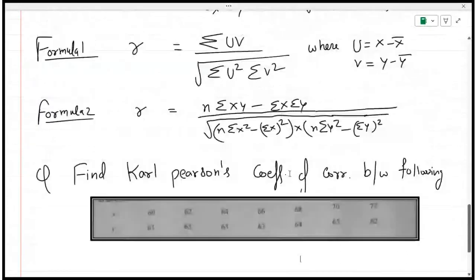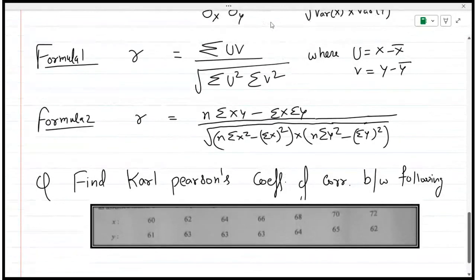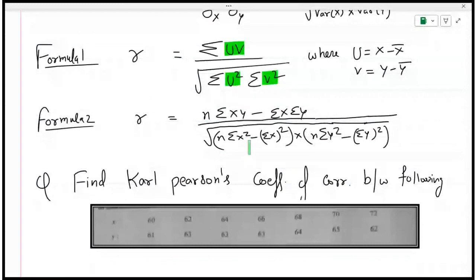So students, which formula should I try first? Which formula out of these, formula 1 or formula 2, do you want me to try first? I find that many students find formula 1 easy because it is easy to remember. So which one do you want to apply first? Formula 1. Okay, let us do it.